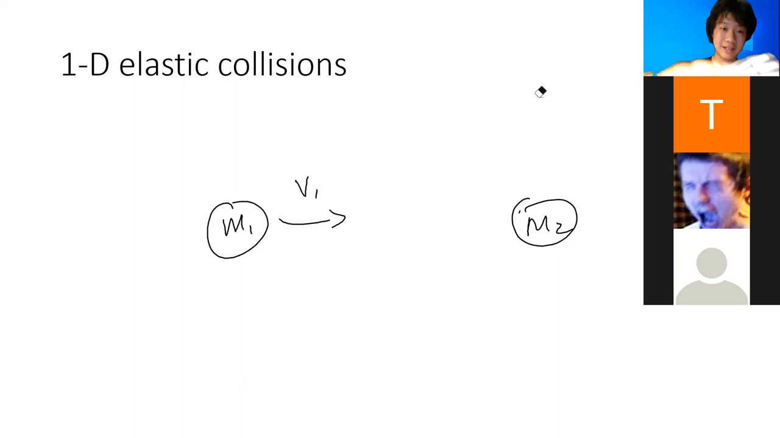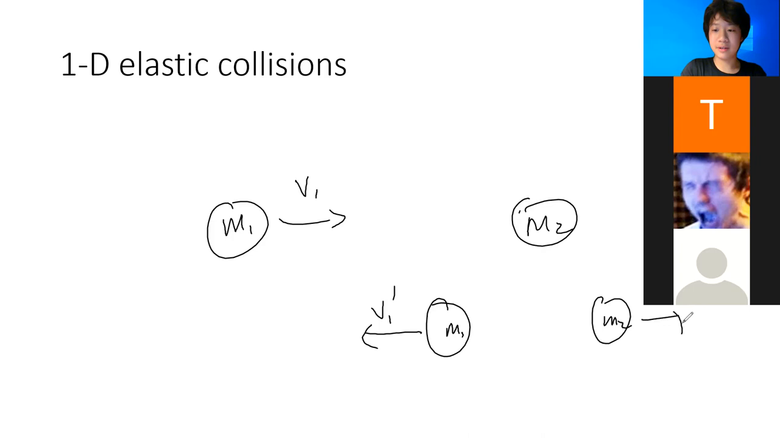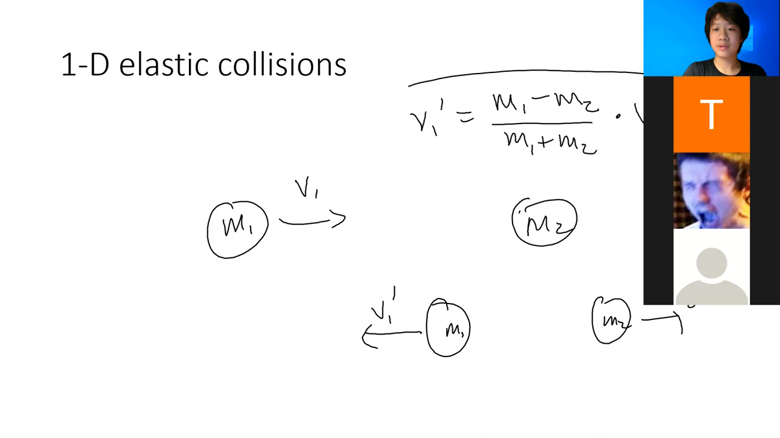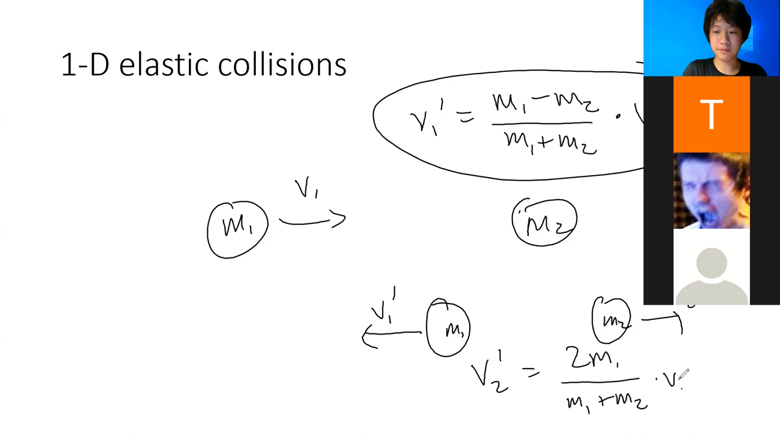So what the two equations are: after the collision, say M1 goes at V1 prime, M2 goes at V2 prime. The speed of M1 after the collision, V1 prime, equals (M1 minus M2) over (M1 plus M2) multiplied by V1. So write this down. This is the velocity of the initial ball after the collision. The velocity of the second ball, V2 prime, equals 2M1 over (M1 plus M2) times V1. That's the velocity of the second ball after the collision.